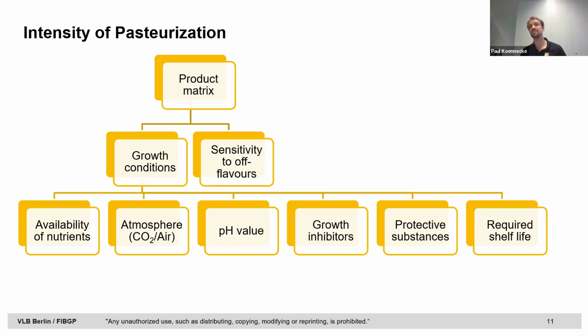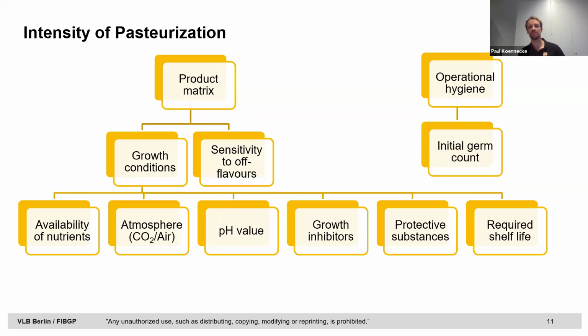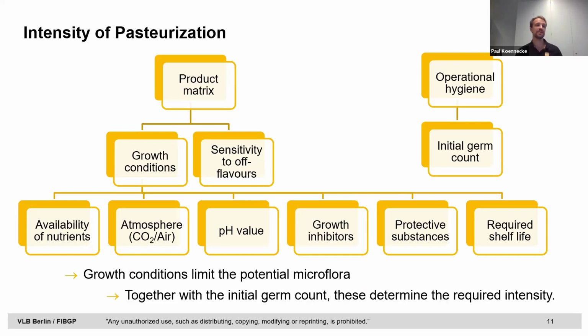The sensitivity to off flavors is also a big thing. Of course, beers can be very different in the flavors they bring, and those flavors are more or less sensitive to heat application. So we also have to be aware of that. And on the other hand, we have our operational hygiene, which is in the end leading to an initial germ count. And this initial germ count is then influencing how intense we have to pasteurize. The growth conditions so limit the potential microflora, and together with the initial germ count, those determine the required intensity. And the initial germ count is something we have to look at now.